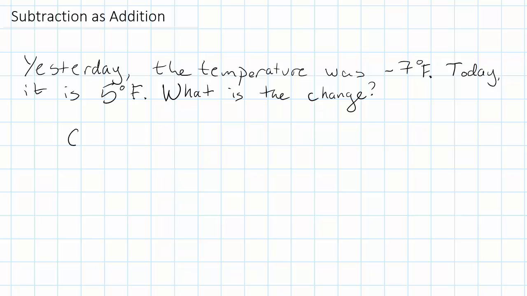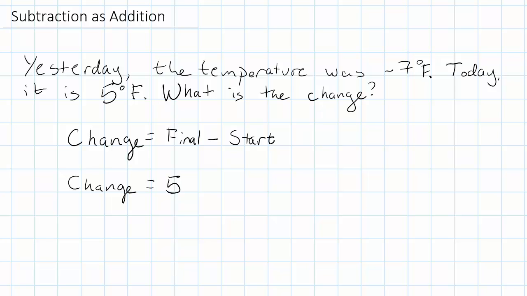Well, remember that change is the final value minus the starting value. So the change in this case is 5 degrees today minus negative 7 degrees yesterday.